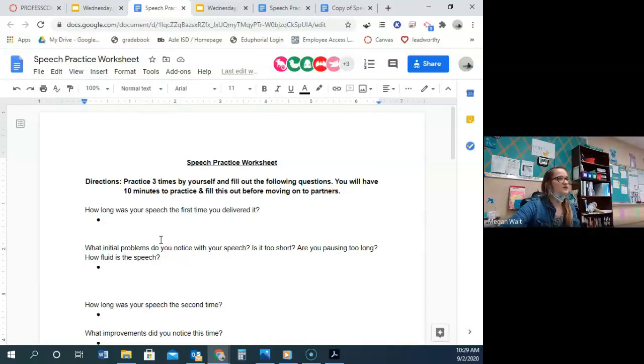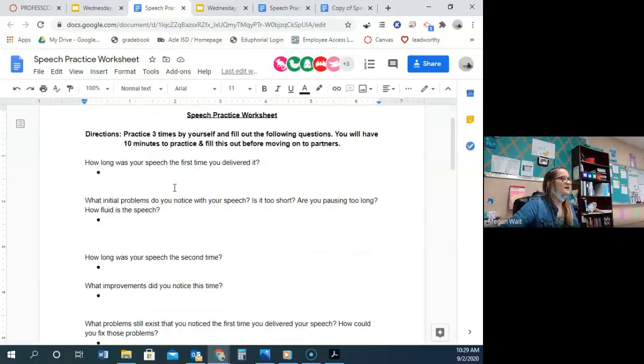Tell us how long it was the first time you delivered it and what initial problems you had with your speech. These could be problems such as not writing enough information on your index cards, so you need to memorize more or write more down. You can also talk about patterns you saw with your speech. Was it organized well enough?